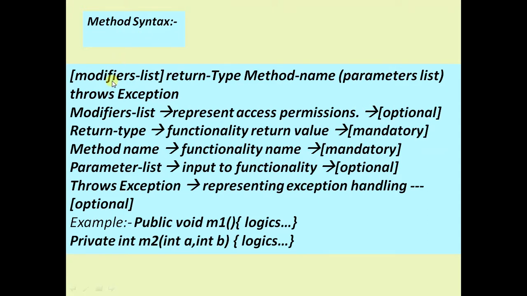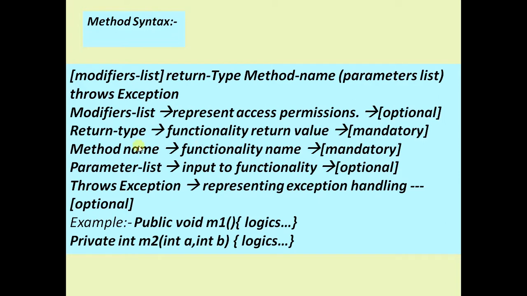While declaring the method, we should follow this syntax: modifier list, return type, method name, and inside the method name, the parameters list. See, modifier list. This represents access permission, whether we can access the method or not. This is optional. Return type. This return type defines the functionality of the return value.